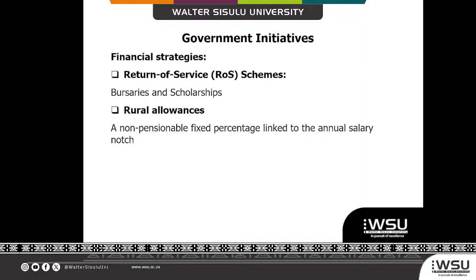So by offering financial incentives, the policy aims to encourage health professionals to commit to full-time service in public health facilities in designated rural areas identified by the provincial health departments.